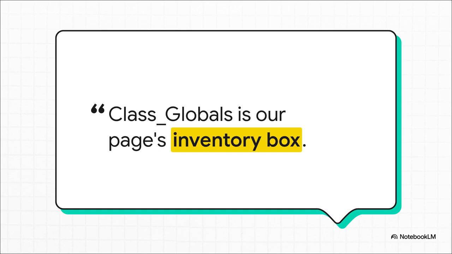of class_globals. You can think of class_globals as your page's inventory box. Any variable you declare in there is going to stick around as long as the page is in memory. We safely stash our main parent panel, the root, right inside this box. That way, our layout builders can constantly reference its exact dimensions and instantly react to any orientation changes.